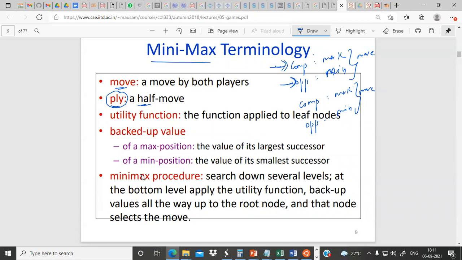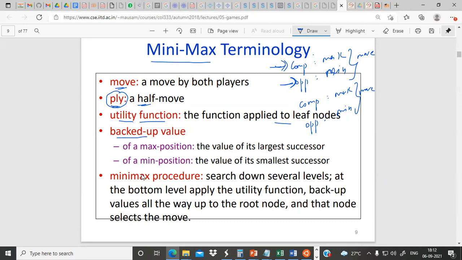Then only we will call it a move. If only one player makes a move, that is called a half move, or a ply. And the utility function is applied to the leaf nodes. The utility function will help us understand what the final value associated with that is.